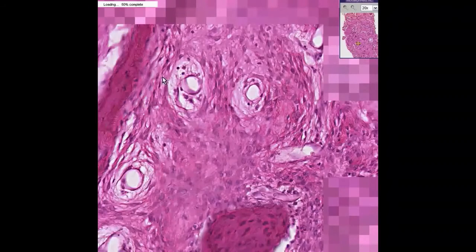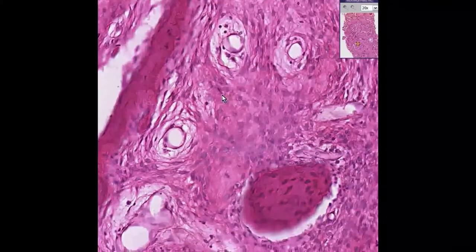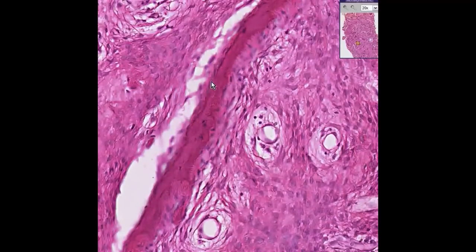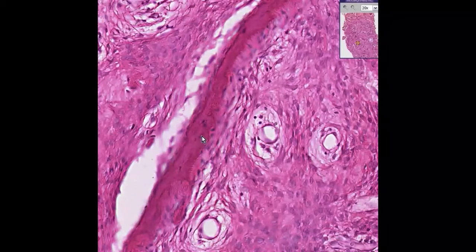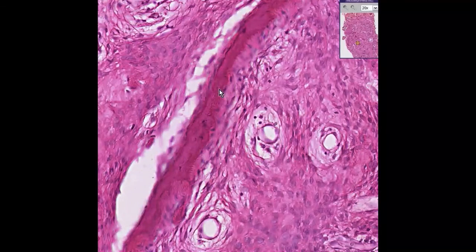And like any spicule of bone or trabecular structure, you can see osteoblasts towards the outside of the spicule, and any nucleus you see within the bone is probably an osteocyte.